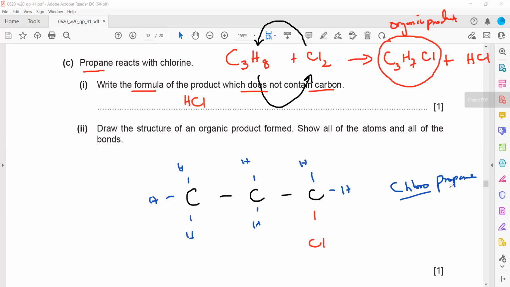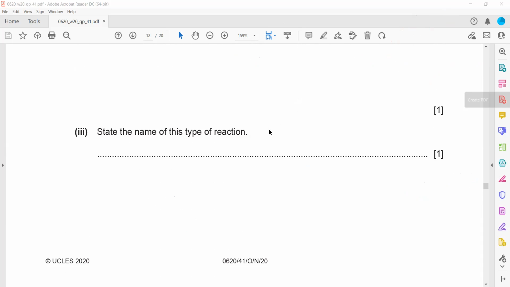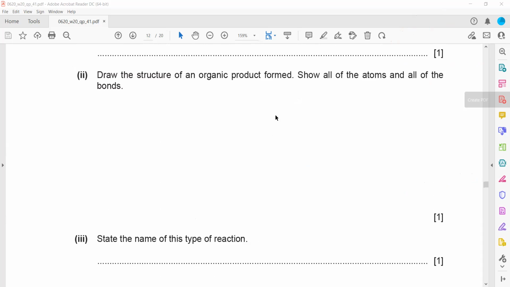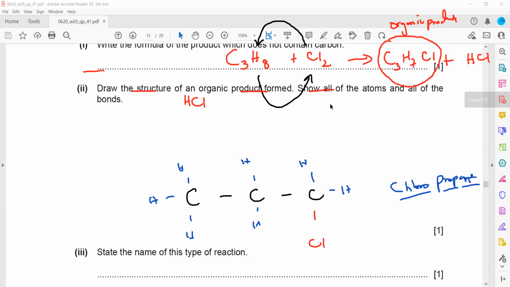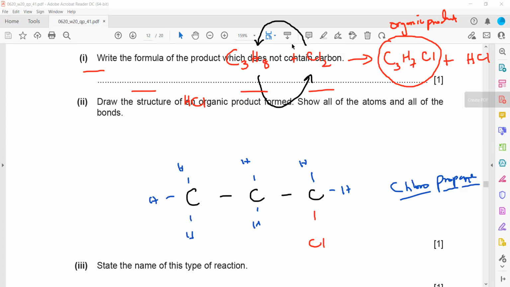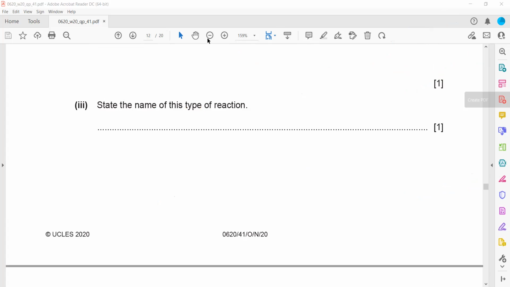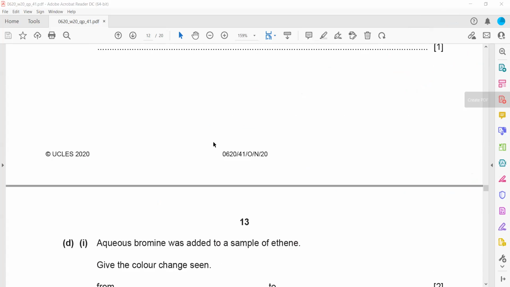Chloro because chlorine is attached. Prop because there are 3 carbon atoms, and ane, they all have a single bond. State the name of this type of reaction. We call this type of reaction a substitution reaction. So remember, whenever an alkane reacts with halogen chlorine, it will undergo substitution. If there was an alkene, then the reaction will be an addition reaction.